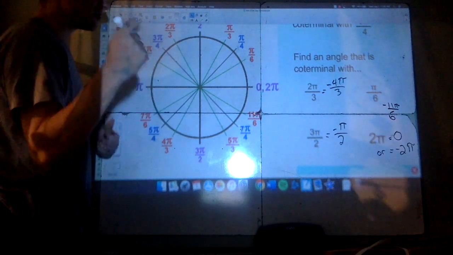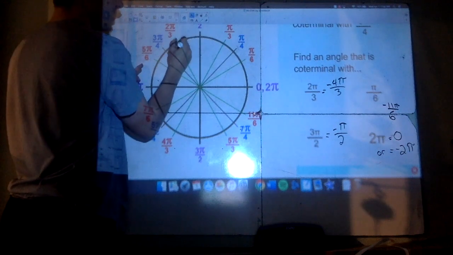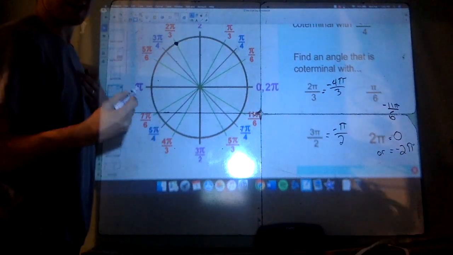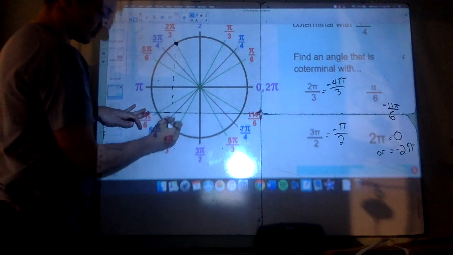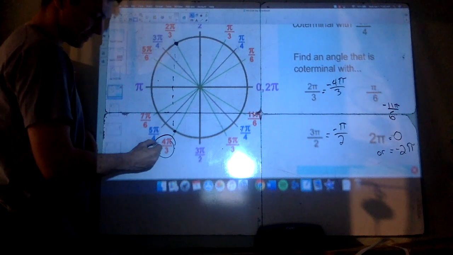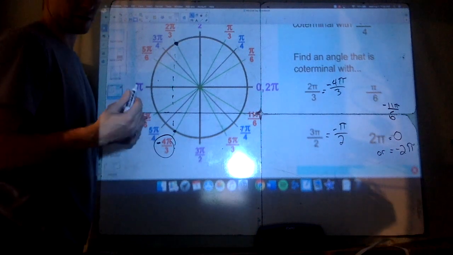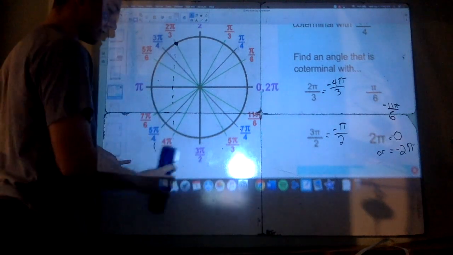So here's my answers, and there's one good pattern you can use. If we're looking at 2 pi over 3, the easiest way, a sort of trick, is you just look straight down. And it's not 4 pi over 3 as I made the mistake earlier. It's the negative of that angle. That's going to be your coterminal. So just a little trick to keep in mind.